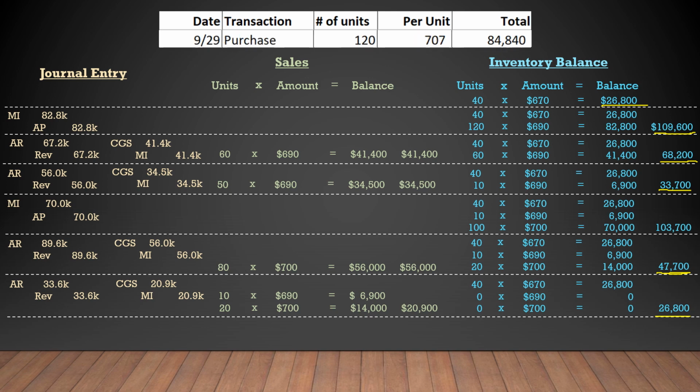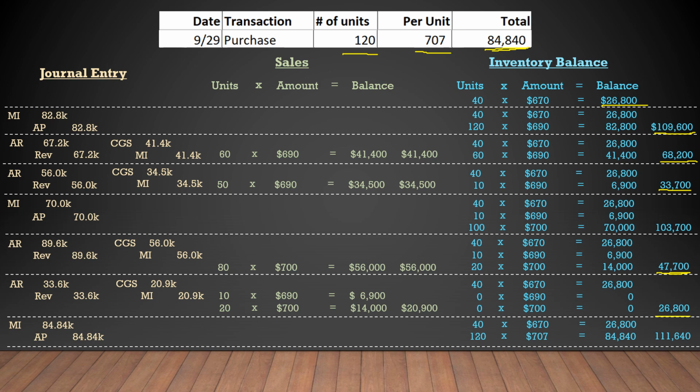Finally, on September 29th, we purchased 120 units at $707 per unit. Debit merchandise inventory and credit accounts payable for $84,840, and add that layer to merchandise inventory. Total merchandise inventory as of the end of September is $111,640.